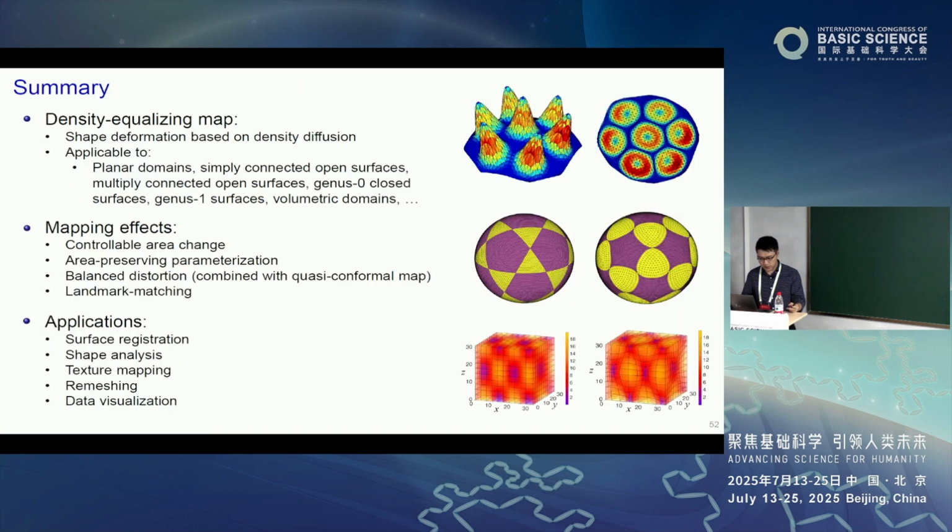And if you are interested in our work, it's just a quick summary about density-equalizing maps. We can achieve shape deformations for different domains, starting with the planar domain to surface domain, multi-connected, simply connected, genus 0, genus 1, and so on. And then we can achieve different area change effects, area preserving mapping effects, and so on. And as we can see, there are many different applications that we can achieve.